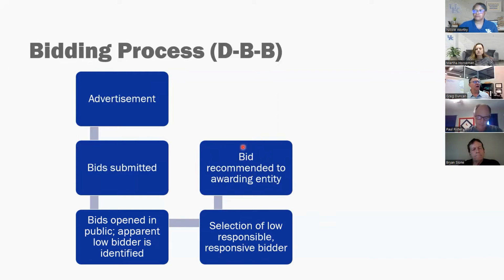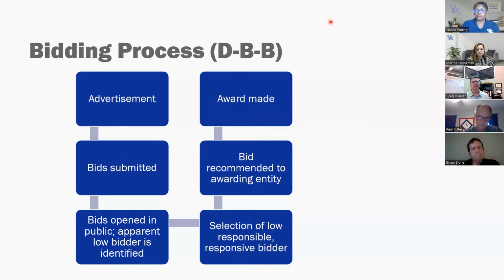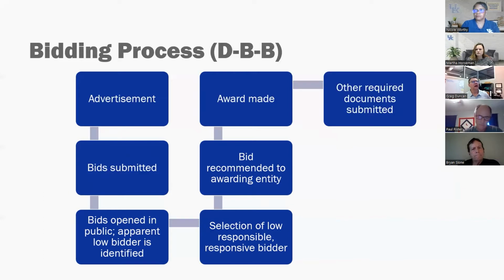The low bid is typically recommended to an awarding entity, either a commissioner, a secretary, or a funding board. Those could be different in different agencies. An award is made by that awarding official.